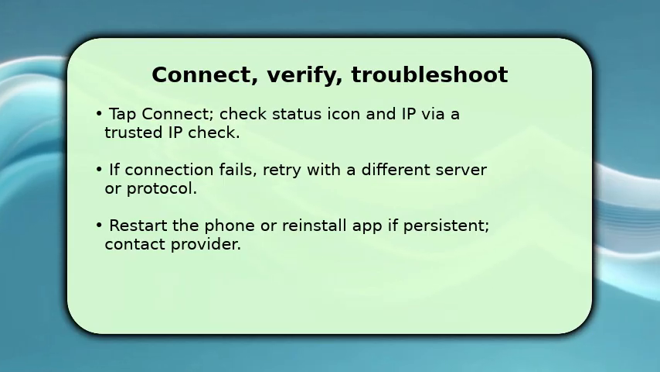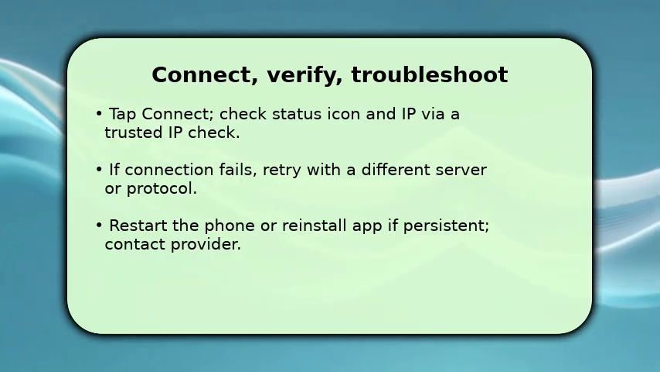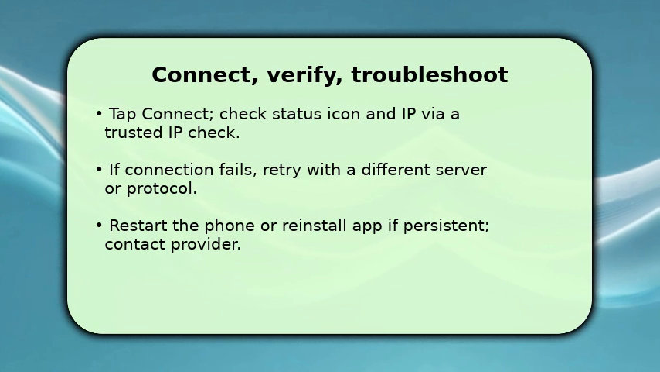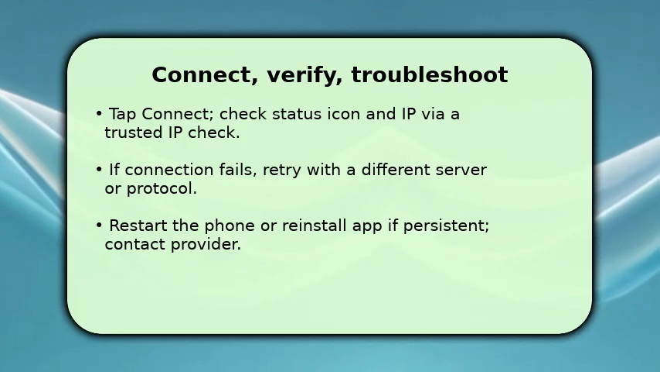If problems persist, restart your Xiaomi, clear app cache, or reinstall OpenVPN. One key troubleshooting tip: if DNS leaks occur, enable the app's DNS settings or use private DNS in MIUI.